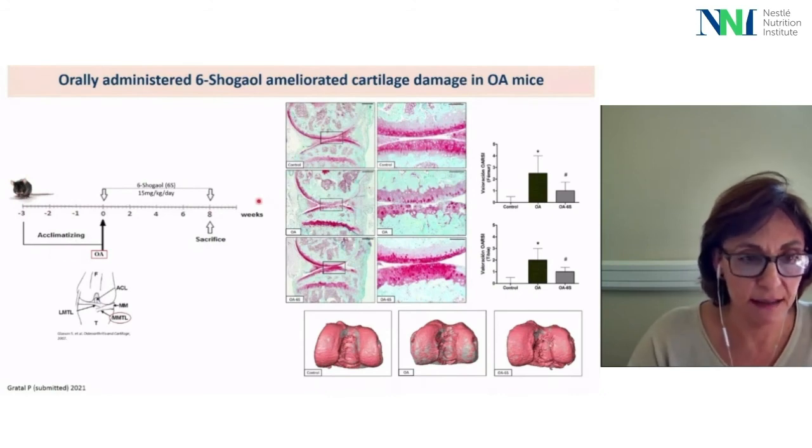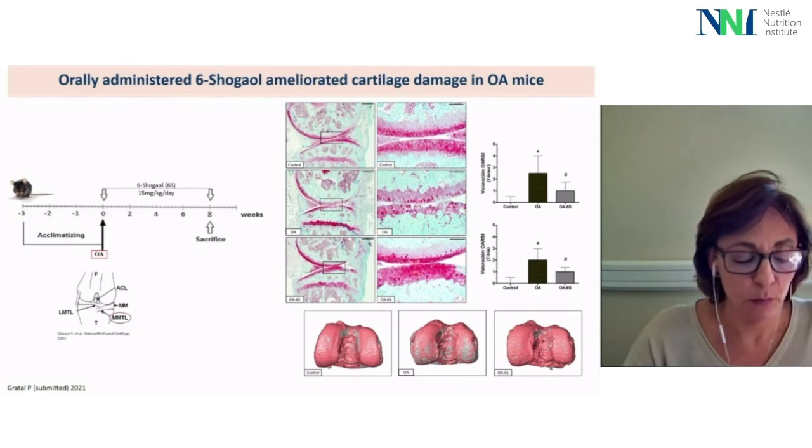As you can see here, mice underwent knee surgery to destabilize the joint and received this drug daily. The analysis of the cartilage pathology 8 weeks after the surgery showed that these mice treated with 6-shogaol show a significant diminution in the cartilage lesions observed both in the tibia and in the femur when compared to the untreated mice.